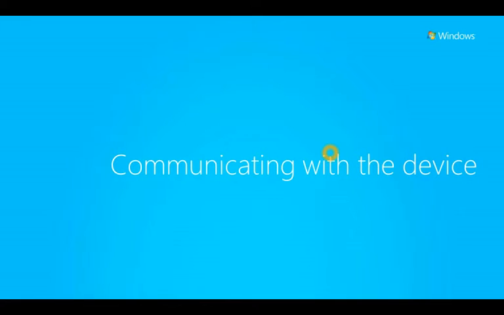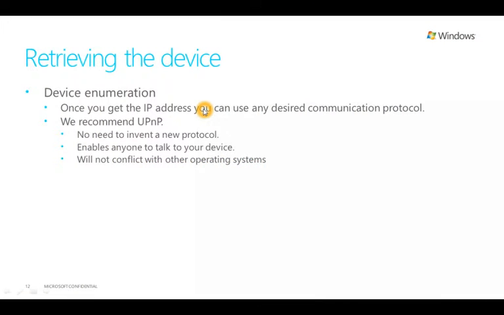Now, how do you communicate with the device? Once you get the IP address, which is delivered when you first make the connection, you can actually use any protocol you want. You can open up a socket and just start communicating with your device via some proprietary solution that you have. We recommend UPnP for a number of reasons. One, it's already an existing standard. You don't have to invent a new protocol. Two, it is an open standard and allows other applications to discover services in your device and take advantage of them. And three, because it is a standard, it's available on other platforms as well.